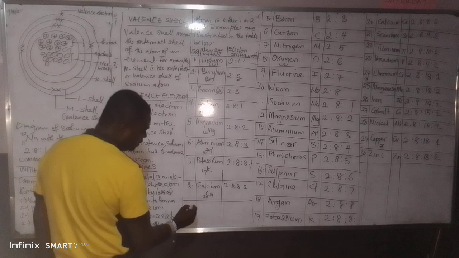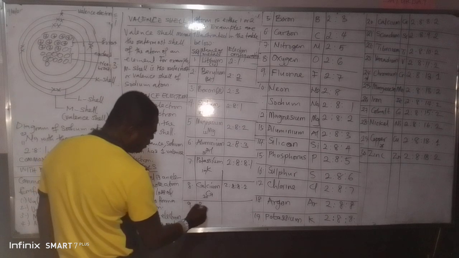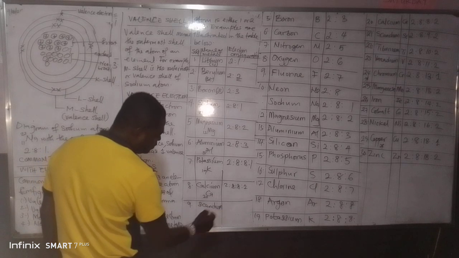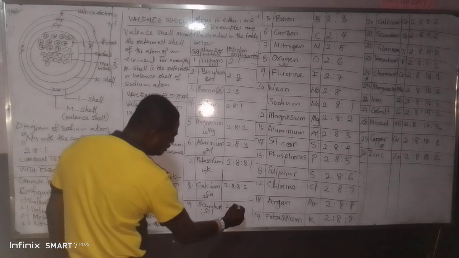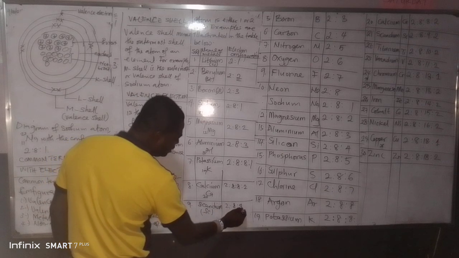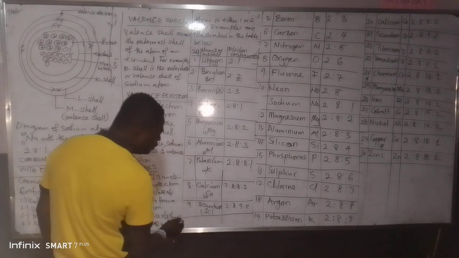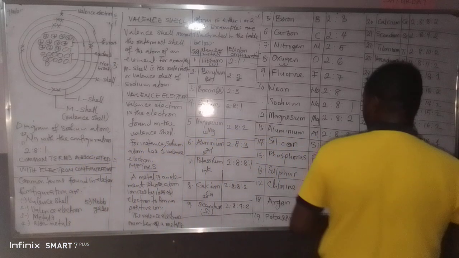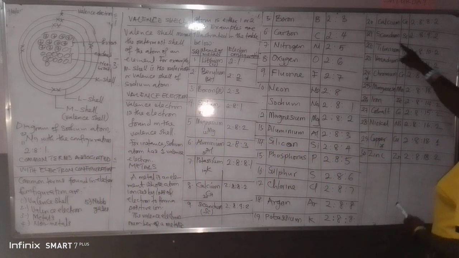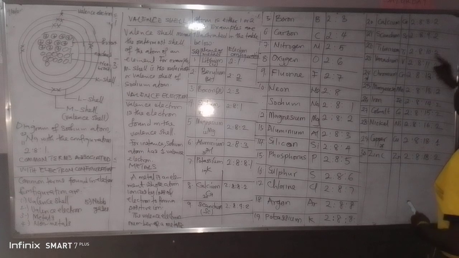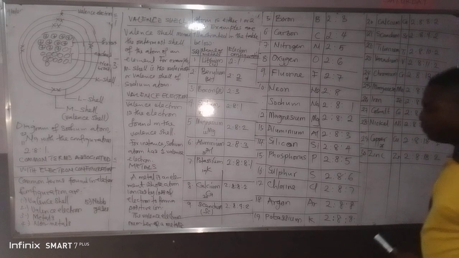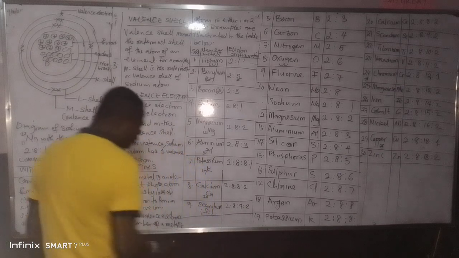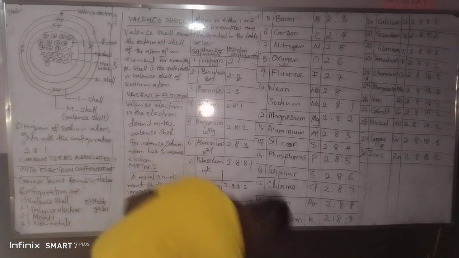Then scandium to zinc. Scandium is 2, 8, 8, 9, 2. You can see what it is ending with is 2. So it's a metal. Without wasting our time, you can see that here: scandium ending in 2, titanium ending in 2, vanadium ending in 2, chromium ending in 1, manganese 2. All of them are ending in 2 and 1, so they are also metals. So that is that. Then we move on.